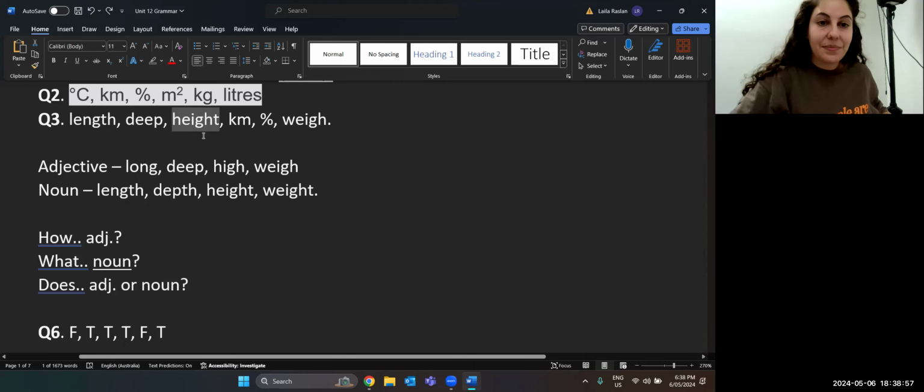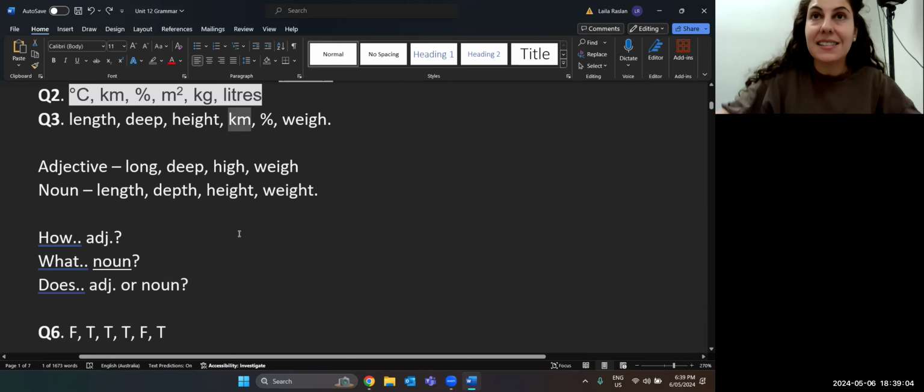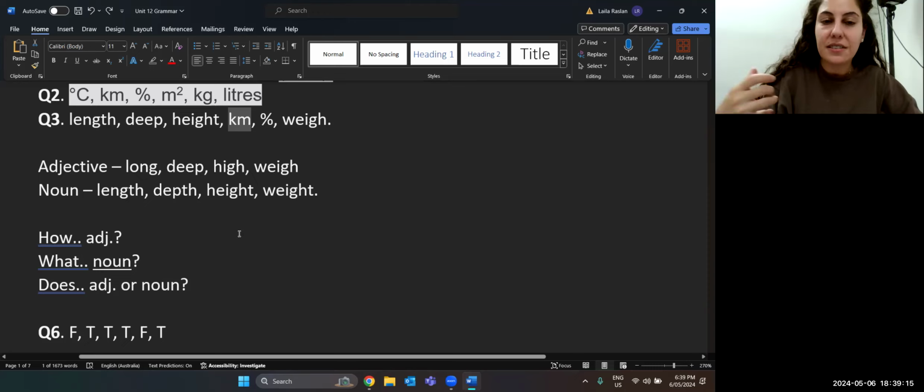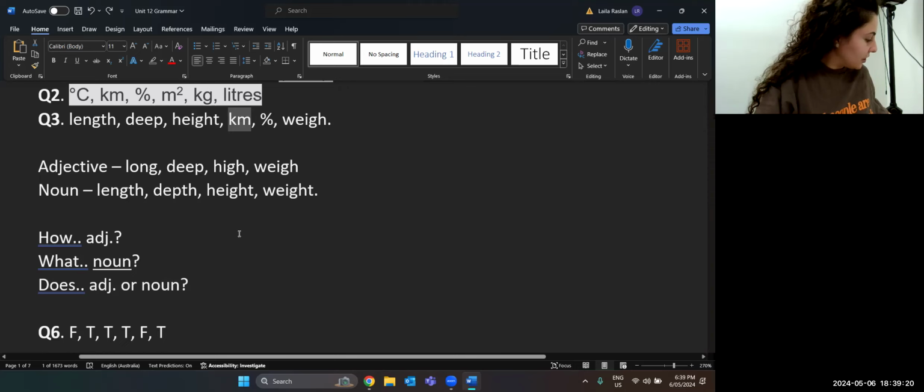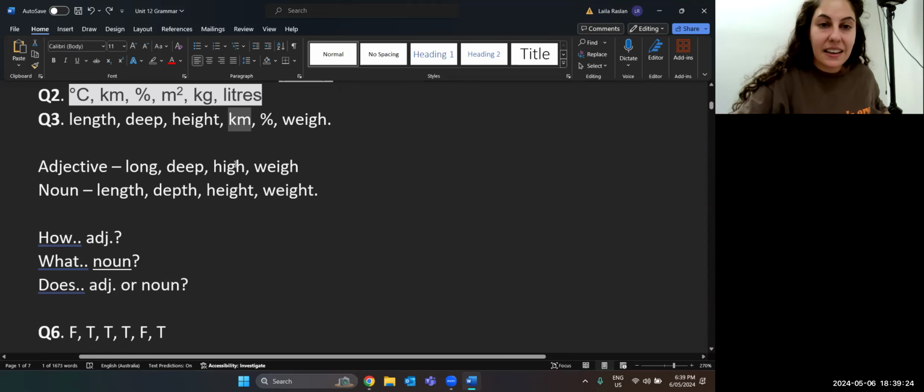How many kilometers equals 1 mile? So in Australia, we say kilometers. In the USA, they say miles. So it's the same type of measurement for distance, but just different. We say kilometers, they say miles. So how many kilometers equals 1 mile?